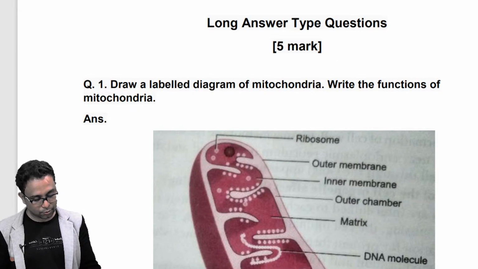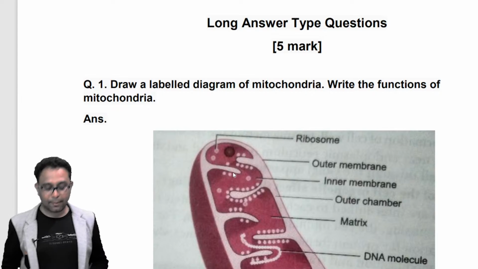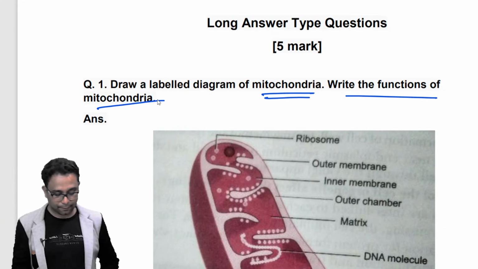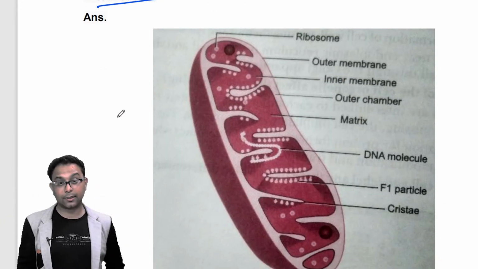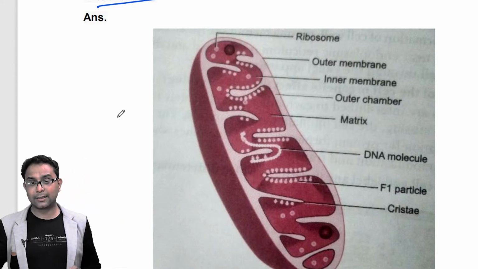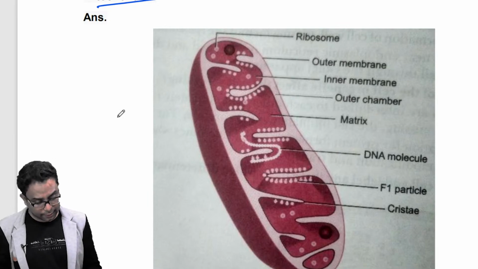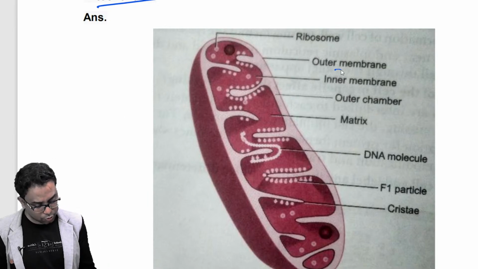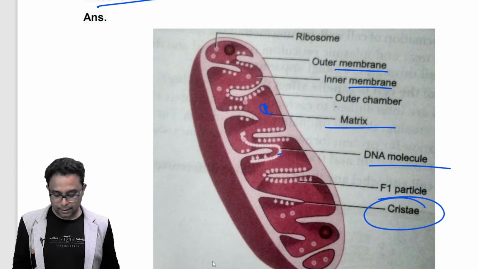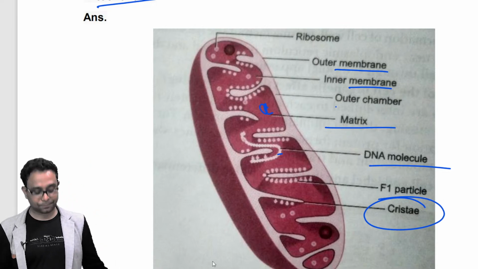Now we go to the 5 marks questions. Draw a labelled diagram of the mitochondria and write the function of the mitochondria. So please draw this picture. All of these pictures are most important: plant cell, animal cell, bacterial cell, mitochondria. In that picture, mitochondria have two membranes, the outer membrane and the inner membrane. Inside is called the matrix, with some DNA molecules, and this is called the cristae. This is the structure of the mitochondria.